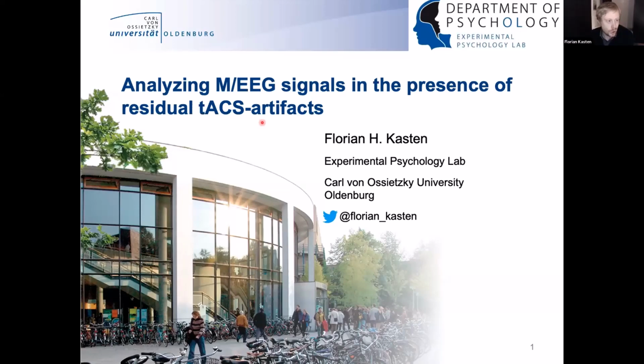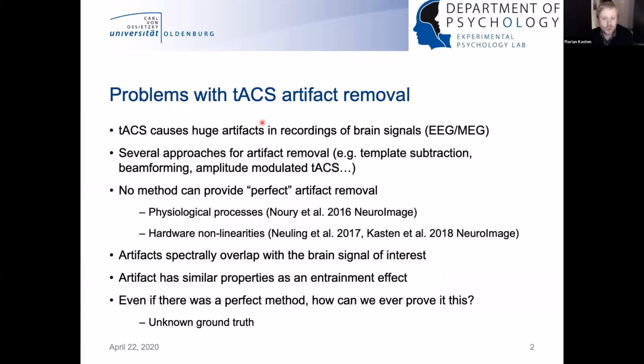So essentially the talk is going to be kind of a continuation of what we just heard. I will not focus that much on how to remove the artifact, but rather on what we can actually do with the results of these artifact removal methods. We've already established all these problems that we have with artifact removal. tACS causes huge artifacts that heavily disrupt our EEG and also our MEG signals. And although we have quite a few different approaches that have been suggested in the past couple of years, none of these methods so far can provide perfect artifact removal.